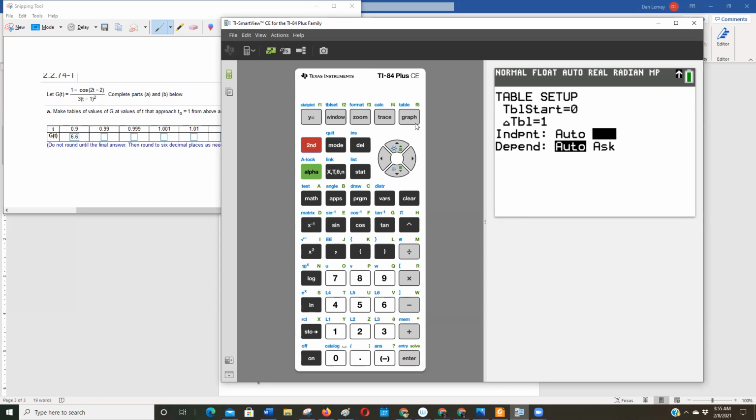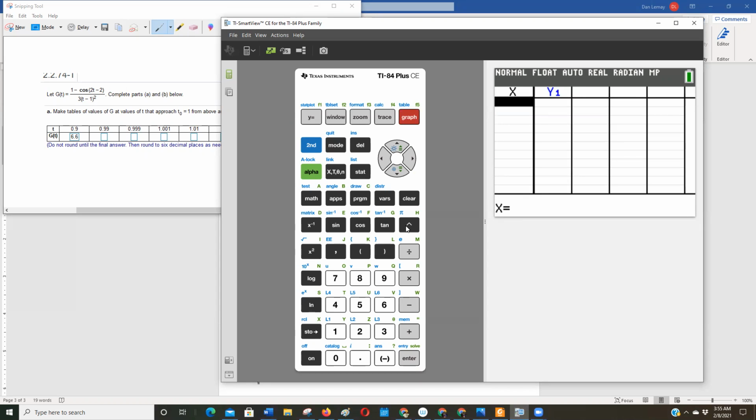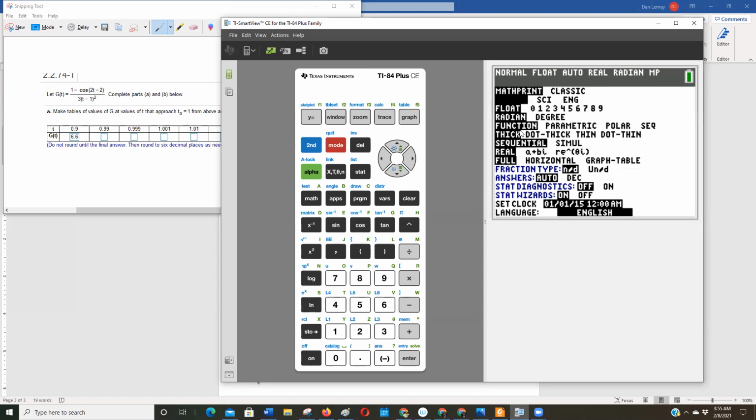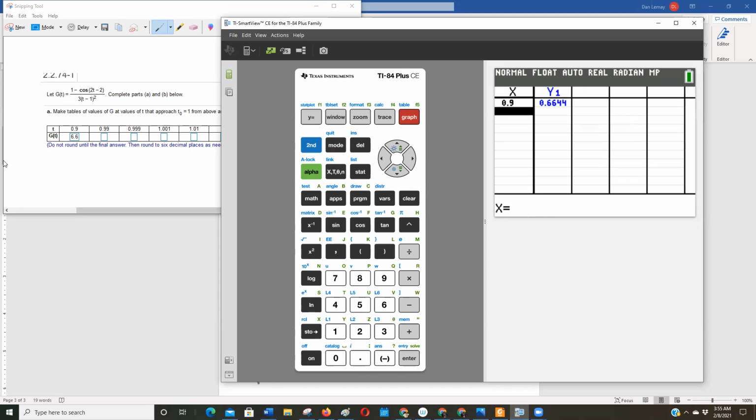Then do second table, and you see it hasn't given us anything yet. So you're going to type in the 0.9. Oh no, the other thing I have to make sure is that I am in radian mode, and I am, which is important because we're doing trig. So second table. All right, so that's the first box. Then the second one goes the 0.99, and then the 0.999, and so on and so forth. Then we go to the other side of 1. So that's that.